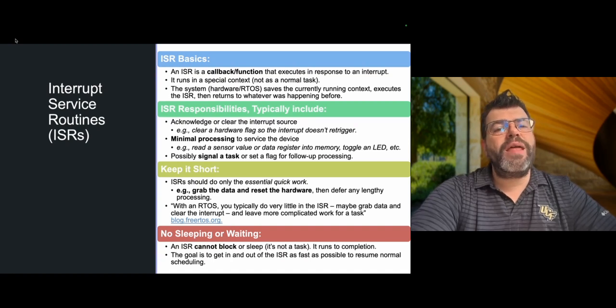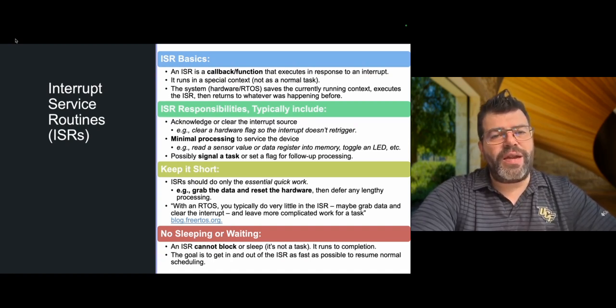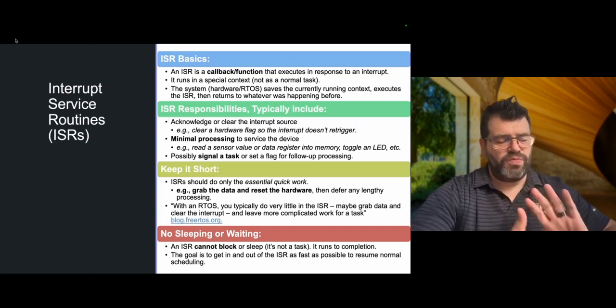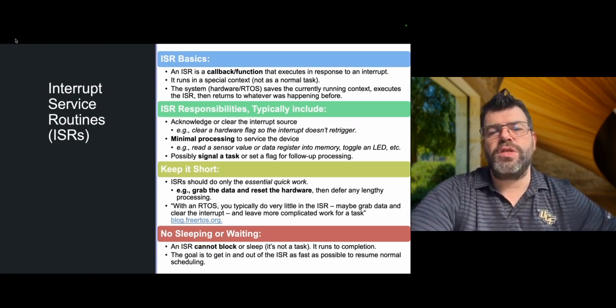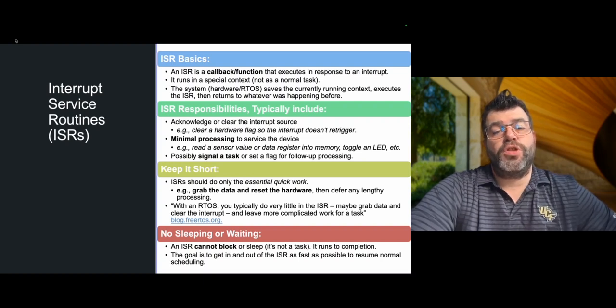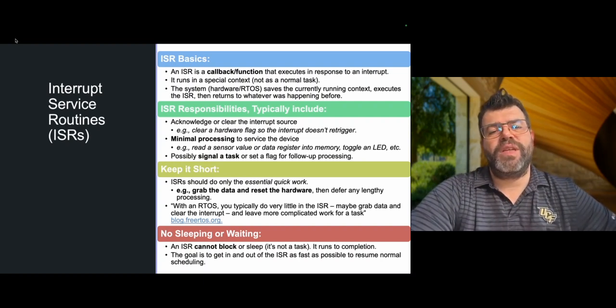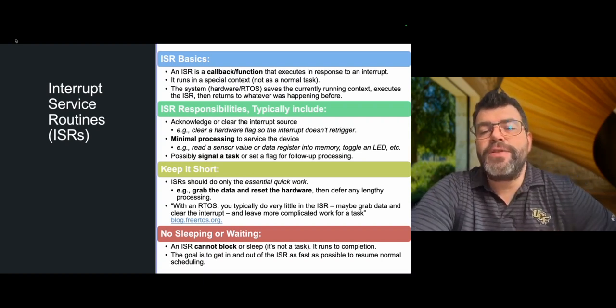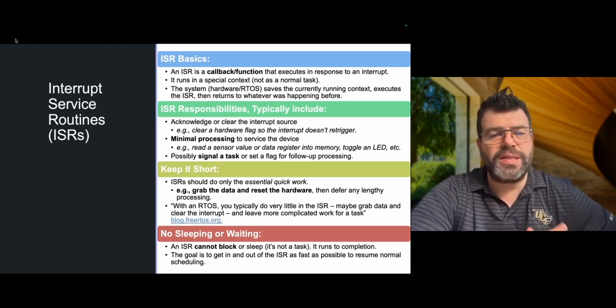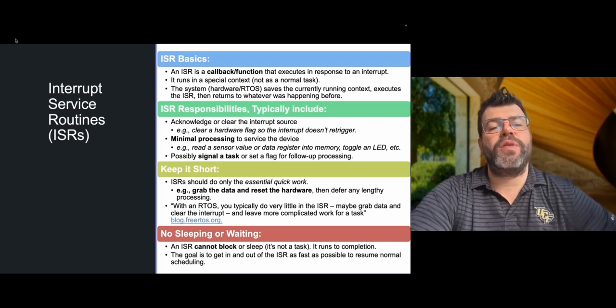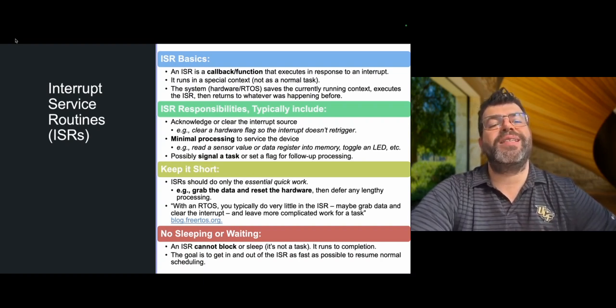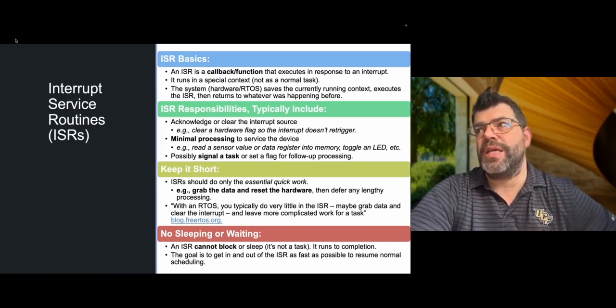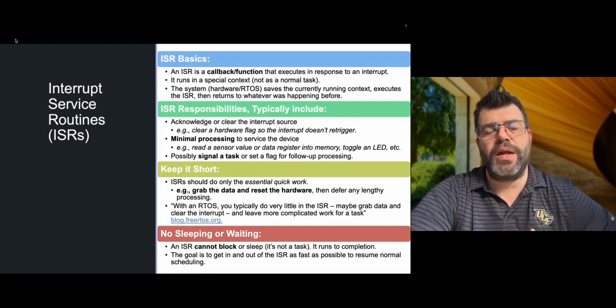And then what's nice is after I put that flag down, I'm going to do some very minimal processing. Whatever the absolute smallest amount that I need to do to do what I'm supposed to do. It could be, I might read a sensor value, a data register, toggle an LED. I might do something little, minimal processing. And then hopefully what I'm actually doing is calling a task or setting a follow-up flag for processing in a task that happens periodically.